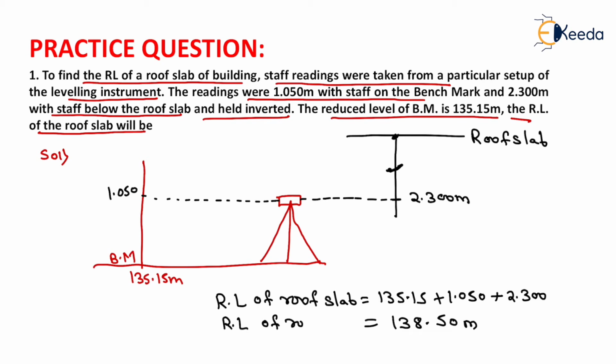We had completely solved this numerical and we had determined the value of reduced level of roof slab, which will be equals to 138.50 meter. That is all about this numerical.